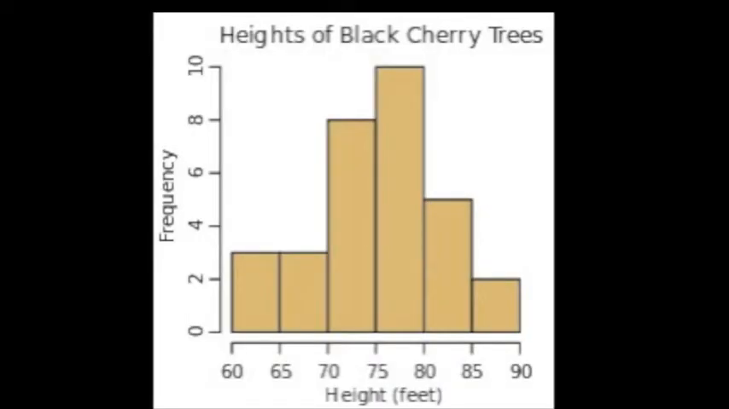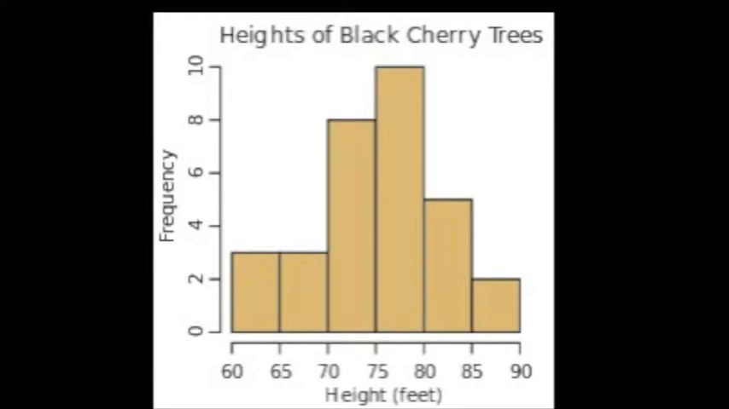Remember, a histogram is a graph, so you must label both your axes, have a scale, and have a title. On the x-axis or the horizontal axis, you put the variable you're observing. In this case, it was the height in feet of black cherry trees. Make sure you put the unit next to the height. On the y-axis, you can either put the frequency or the relative frequency. In this case, we put the frequency. Always remember that in a histogram, the bars must be touching.